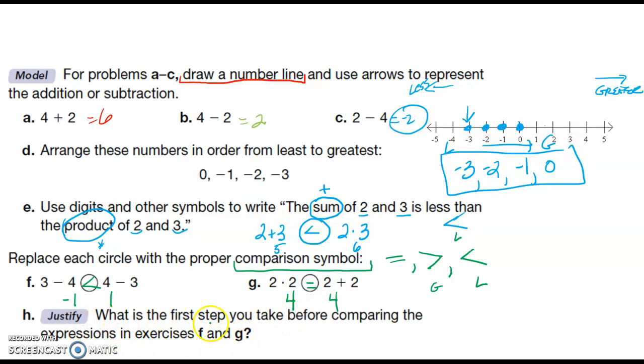And H says, what is the first step you take before comparing the expressions in F and G? I actually had to do the operations. I had to do the addition and subtraction and multiplication.